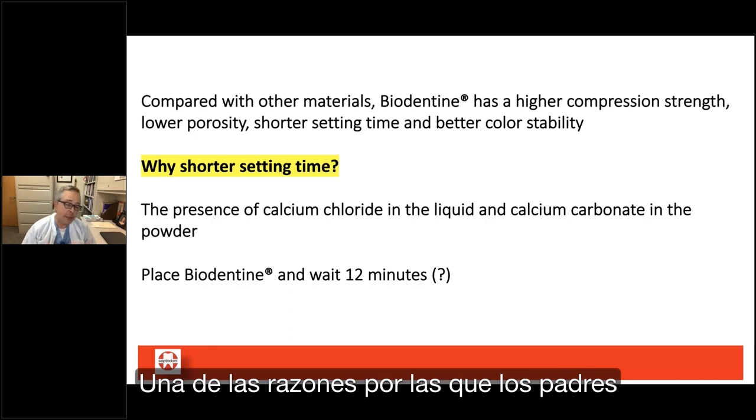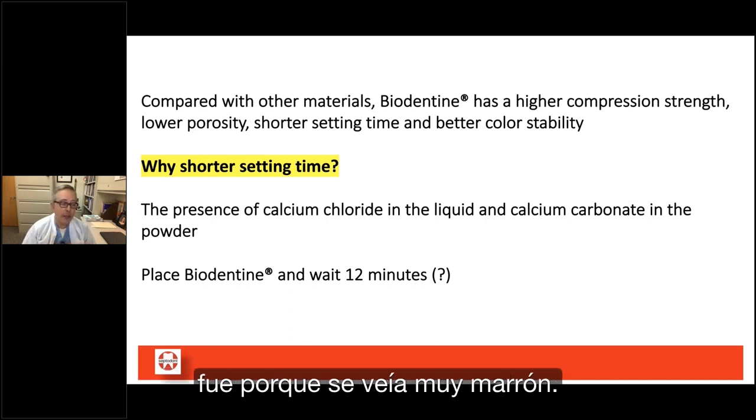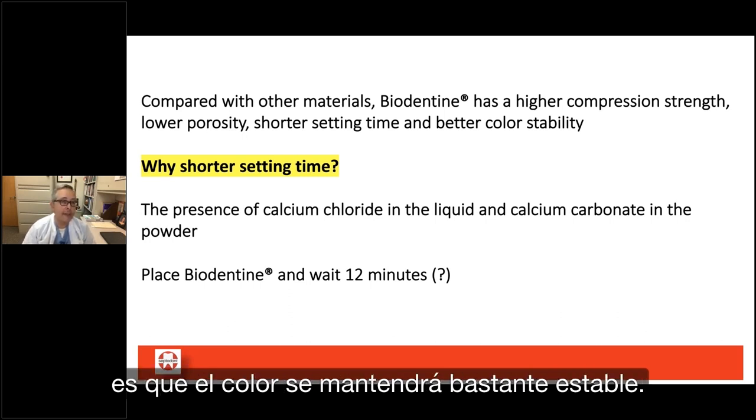One of the reasons the parents brought the patient back to the office, I didn't place that material, was because it was looking really brown. And one of the advantages of Biodentine is the color will pretty much stay stable.